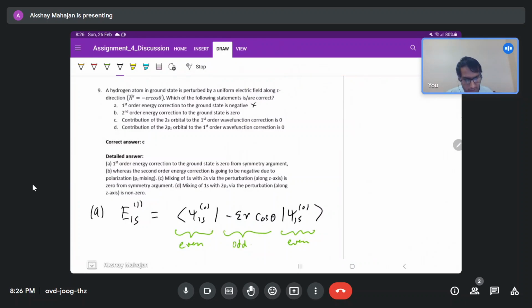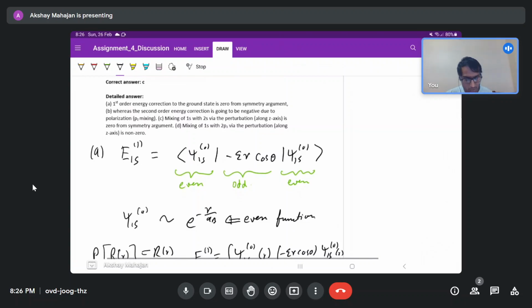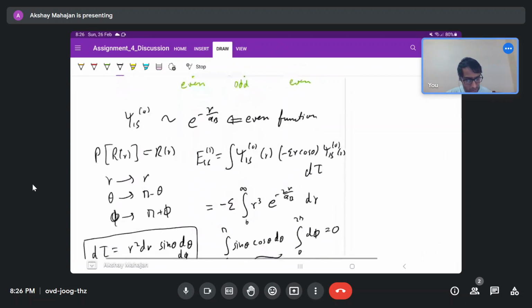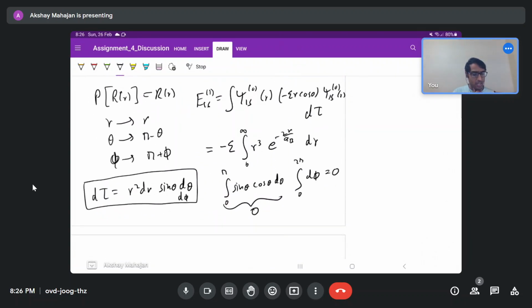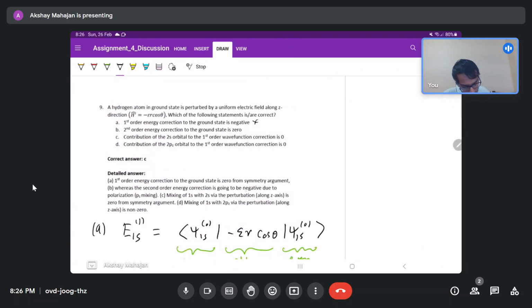There is a second order correction now similarly. You can either go with the symmetry argument, or you can do the mixing as we have done for this one case, and you can check that it will be non-zero, which is going to be negative due to polarization, because it will be pz mixing.